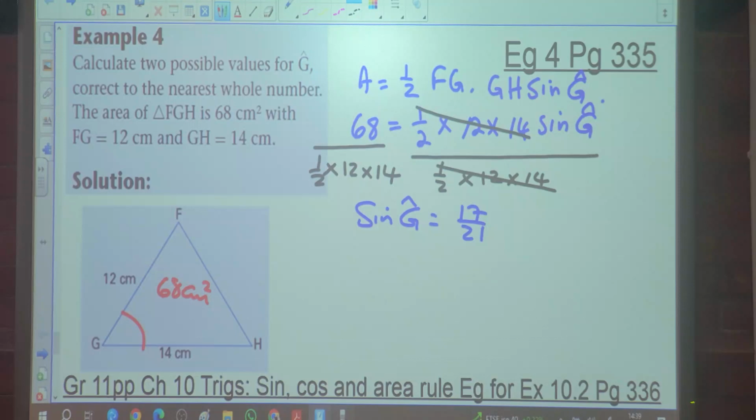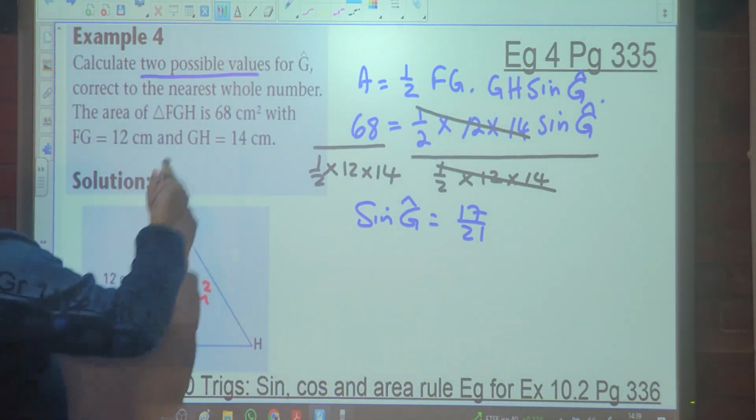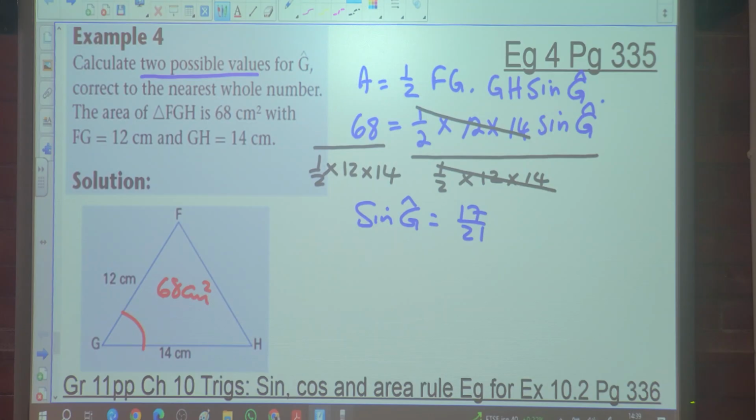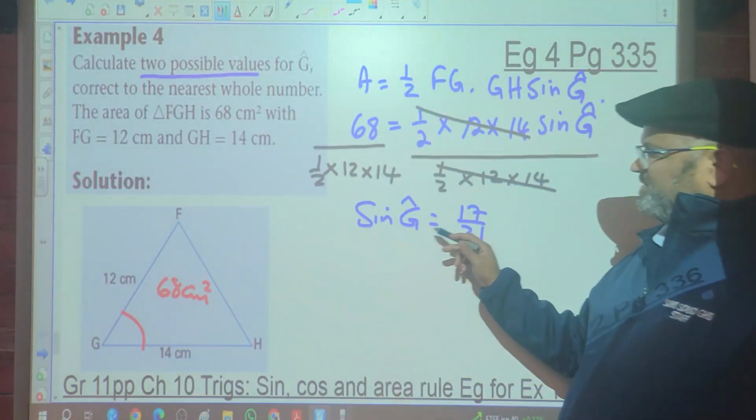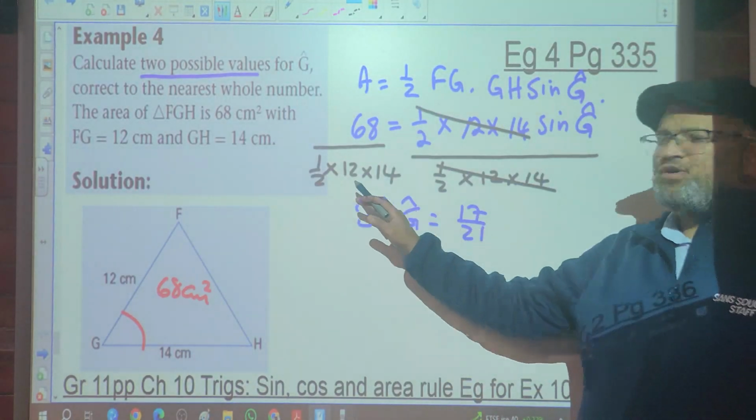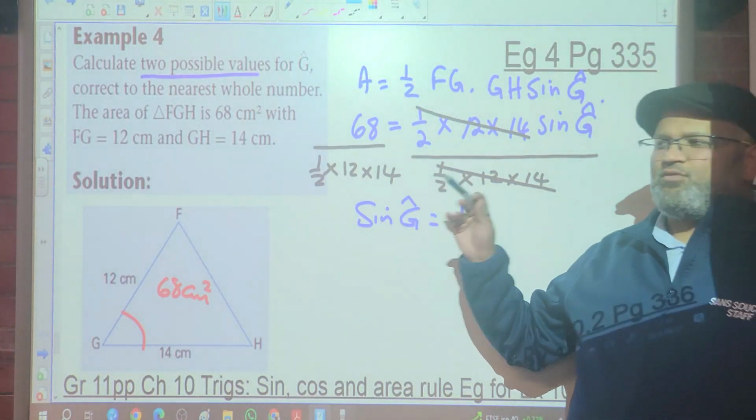People, why do they tell you there are two possible solutions for G? It's probably an isosceles. You're on the right track, but not isosceles necessarily. Okay, so if you get it, you can follow it up. If this was in general solution, what would we have done?